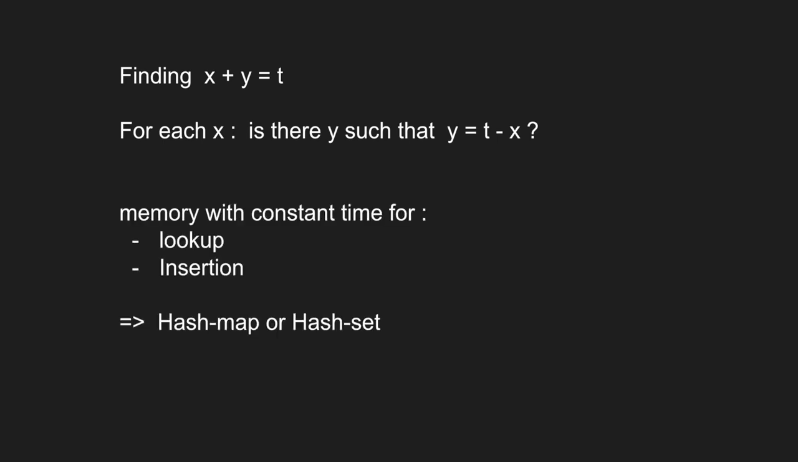So if we want to be able to take a look at the values that we have already visited, we need some sort of data structure to do that. And ideally, this data structure should have constant time for insertion and lookup. And there are two candidates for this data structure, either a hash map or a hash set. Now let's see this strategy with an example.